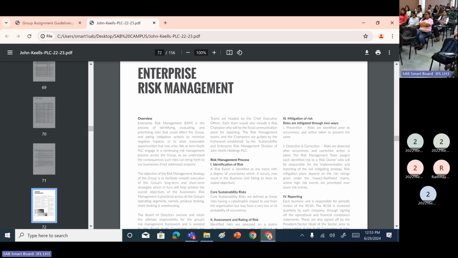You need to find out the PLC company's annual report, and you need to take the risk management part of it and analyze it. That is the requirement for the report and the presentation.